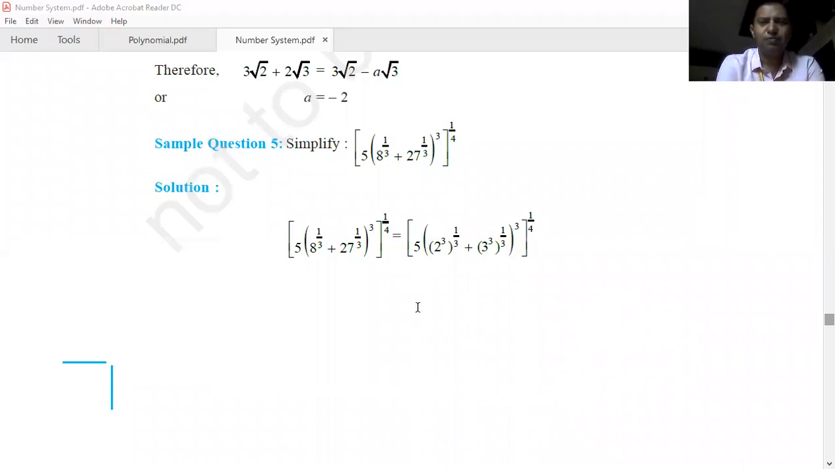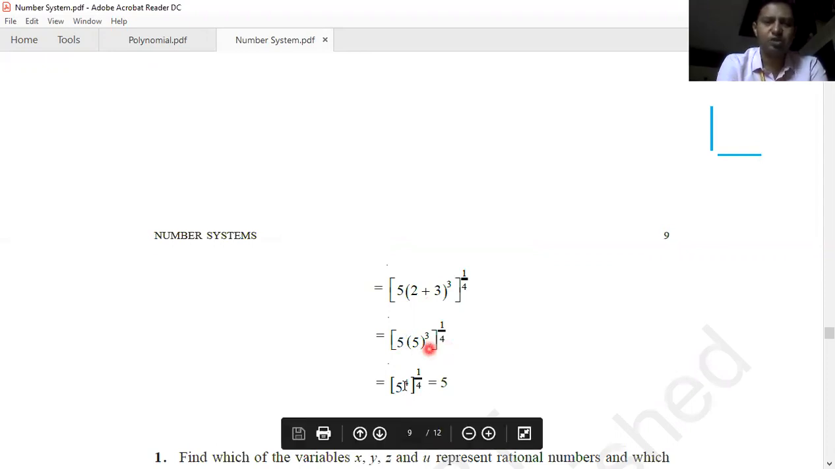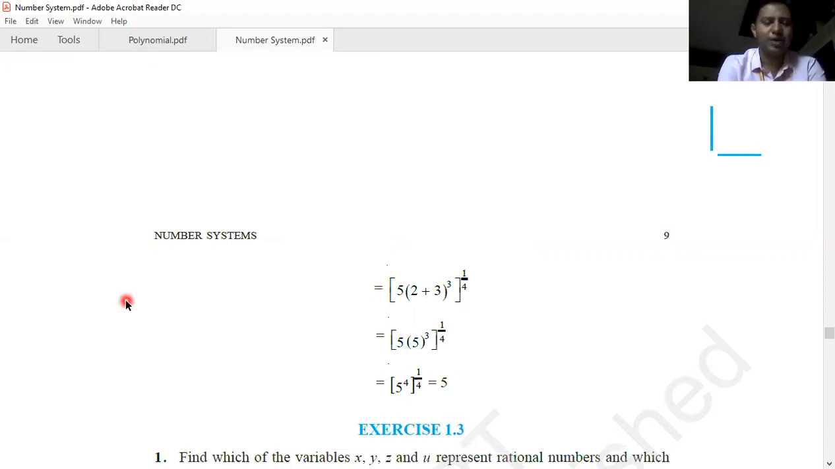So there is 5 times (2 plus 3) cube, raised to the power 1 by 4. Now 2 plus 3 is 5, so this is 5 cube. 5 into 5 cube, raised to the power 1 by 4. The bases are the same, so the powers are added: 5 raised to the power 4, raised to the power 1 by 4, and 4 and 4 get cancelled. The final answer will be 5 here.